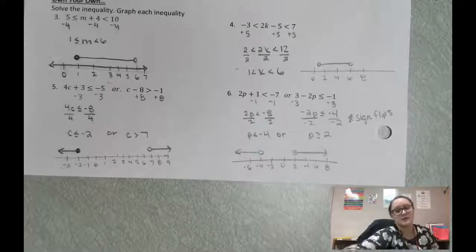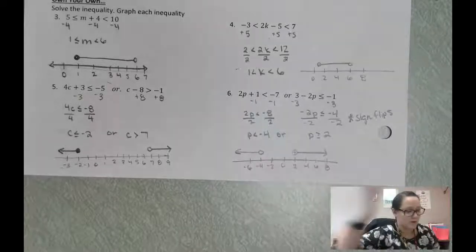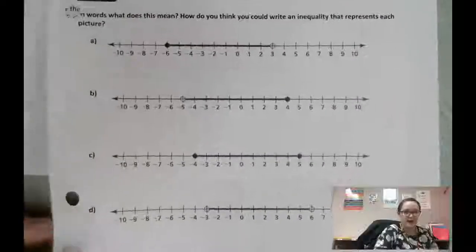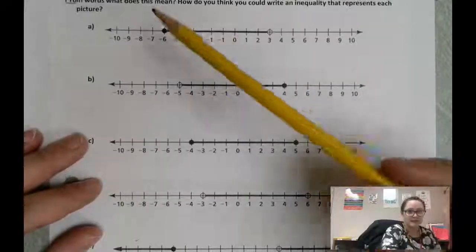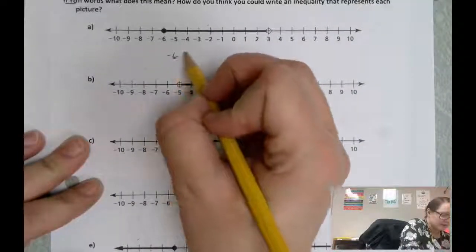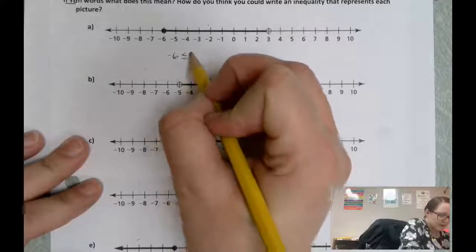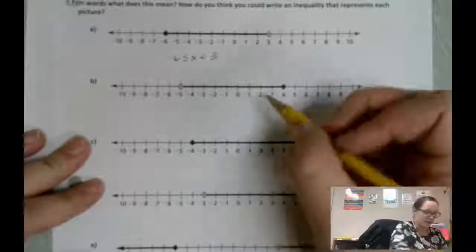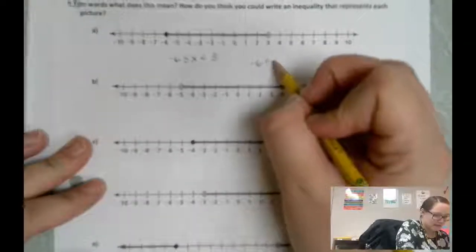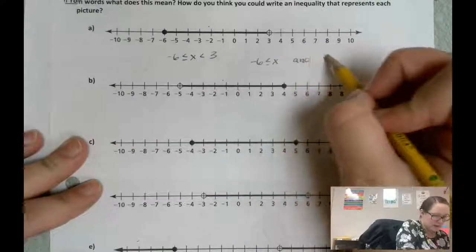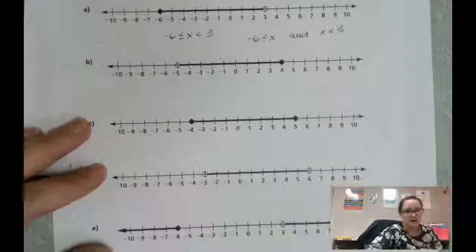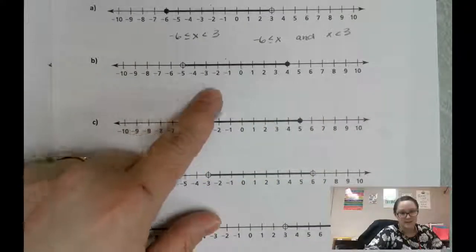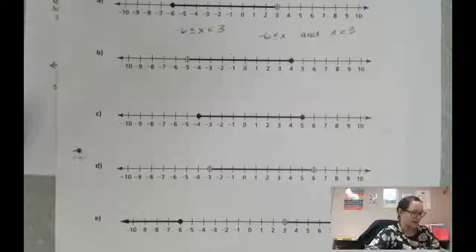If you have any questions on the sheet that we started at the beginning, remember we can just look at it. If they're combined, like this one, we know it's an and inequality, so it'd be negative 6 is less than or equal to x, which is less than 3. Okay, or you could write it as two different ones. Negative 6 is less than x, and x is less than 3. Again, we know it's and because they're connected. We can satisfy both. So B would be an and, C would be an and, D would be an and.